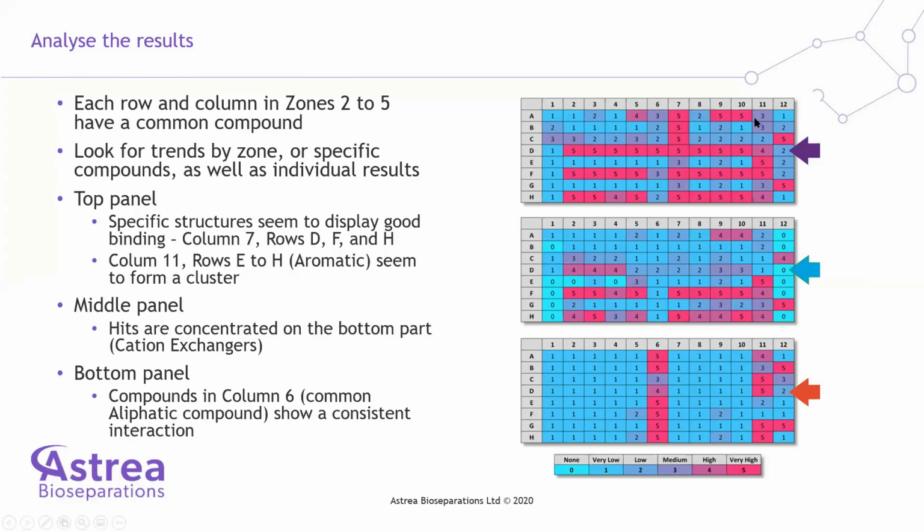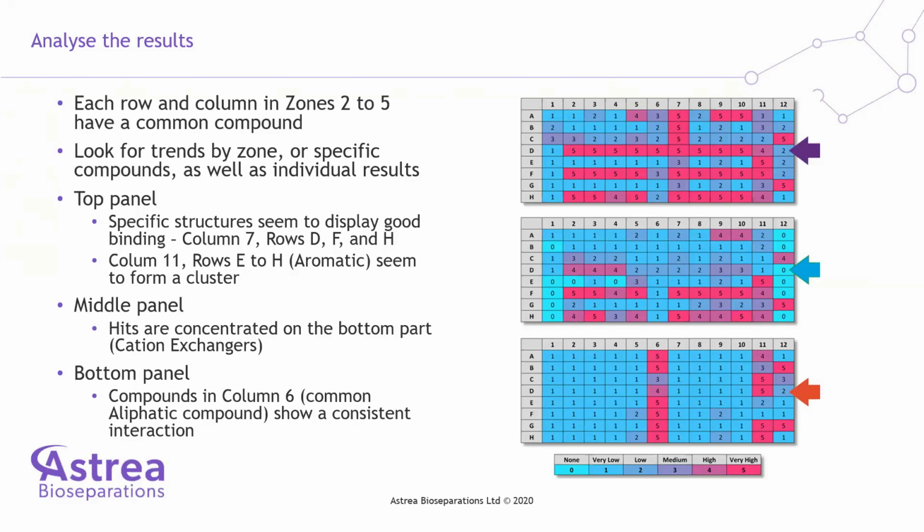So if you look at the panel on the top, you see that there are specific structures that seem to display good binding. In those examples, the red color denotes high binding, while the blue one is poor or no binding, with the purple being in between. So you're really looking for the compounds that have a high or very high degree of binding, so the red ones.